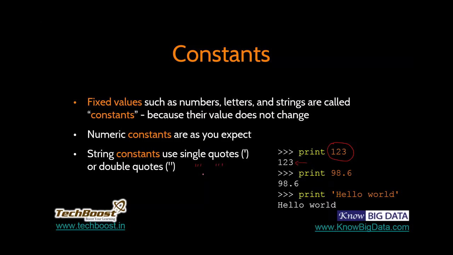Alright, so how do we represent strings in Python? Using one of these, that is either single quotes, double quotes, or triple quotes. An example of a string literal or a string constant is this: hello world, which is inside the single quotes and is printed out.